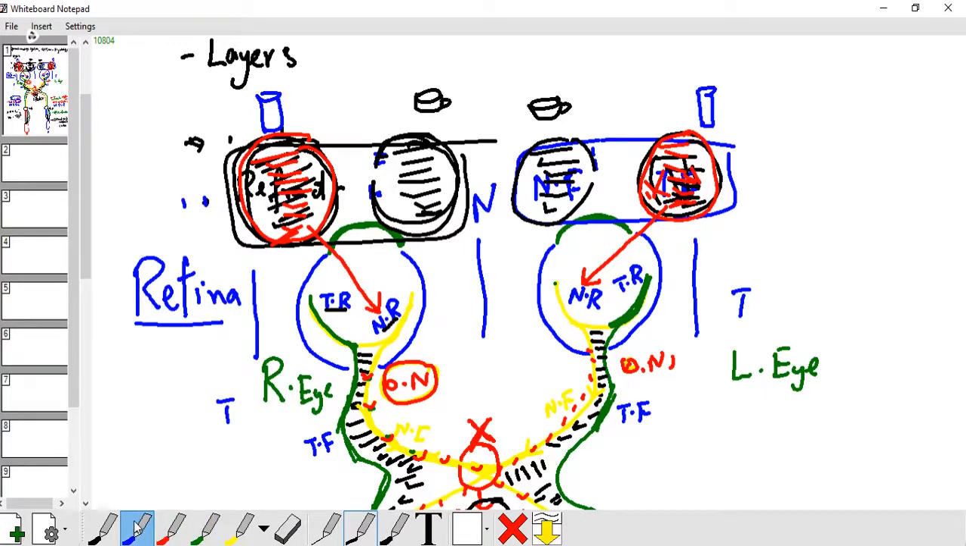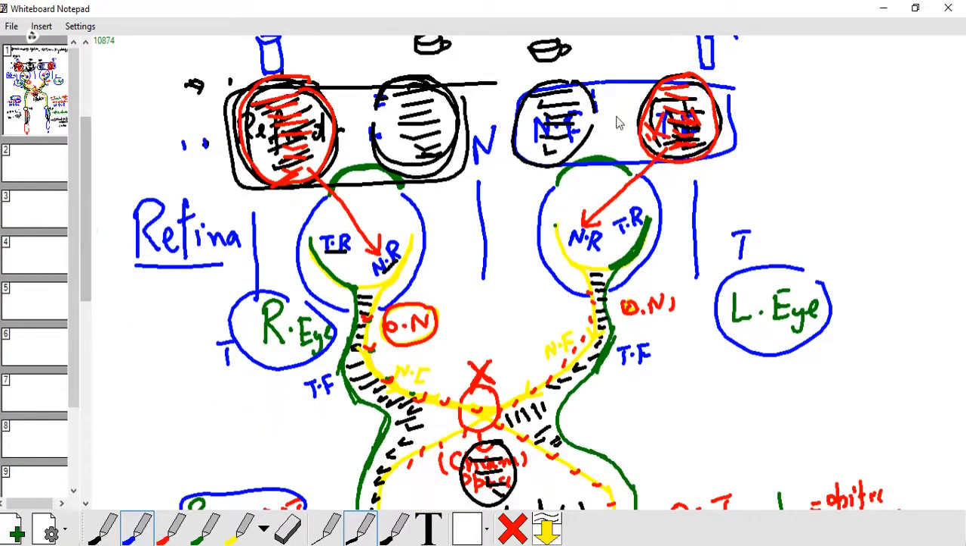You can see this glass present on which field? Temporal field. But the fiber, this image is going to which retina? Nasal retina. Glass going to nasal retina. And this glass present in front of the left eye, this glass in front of right eye. So this side glass, you can see here, I can see this side.